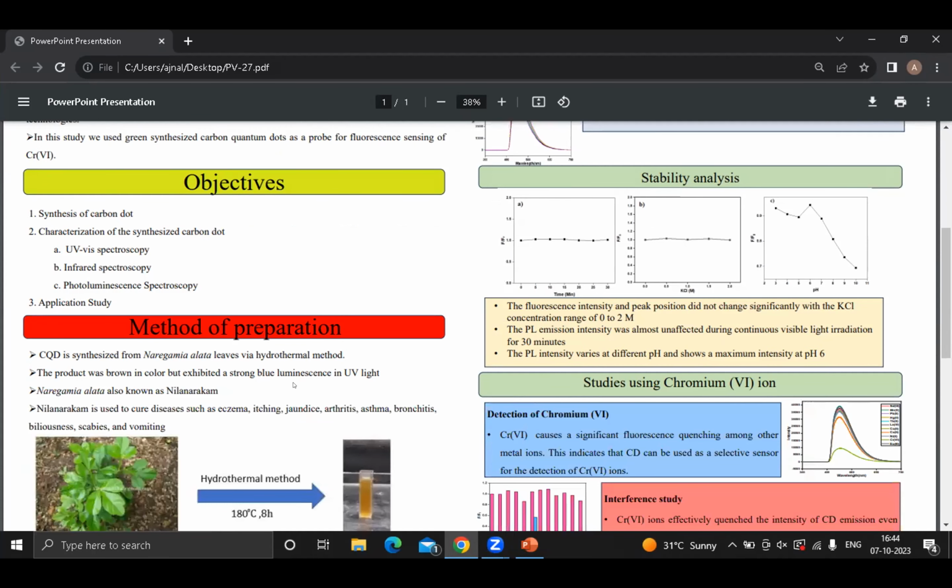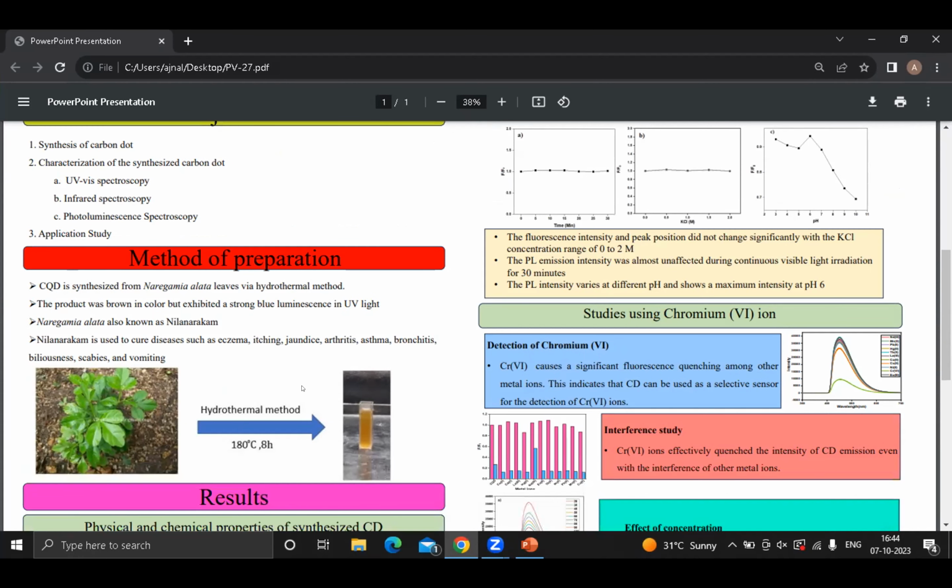We chose the hydrothermal synthetic route mainly because it's a commonly used one-step synthesis in which water is used as the solvent. The apparatus we used is an autoclave, and this method is low cost, economical, non-toxic, and simple. The source that we used here is Naregamia alata, commonly known as Nilanarakam in Kerala. It is very popular due to its medicinal properties, as it is used to cure many diseases such as eczema, itching, jaundice, asthma, bronchitis, and vomiting.